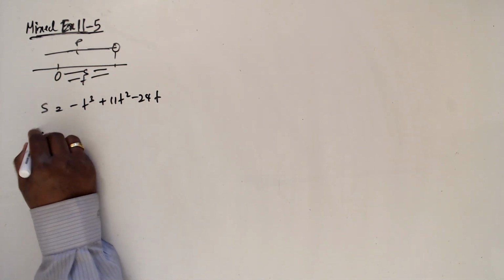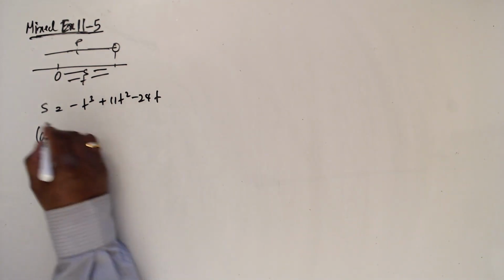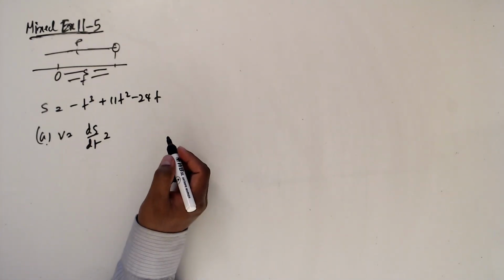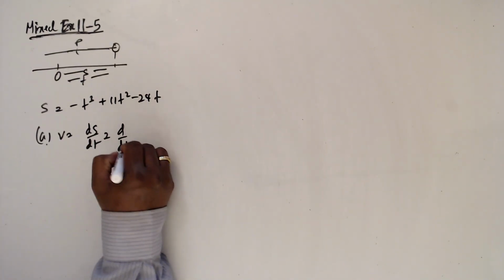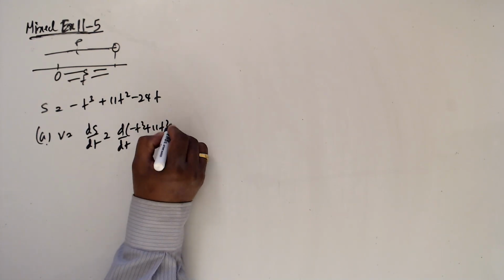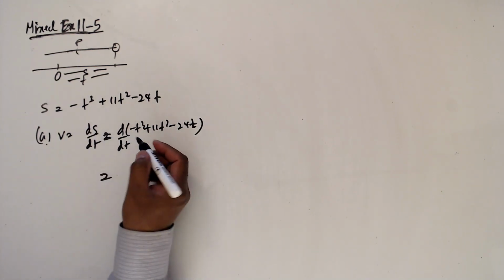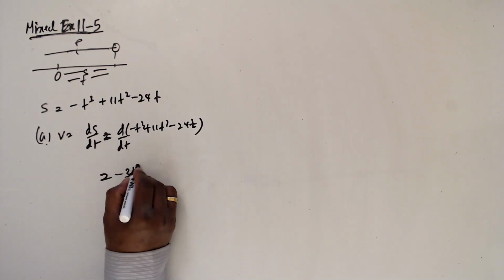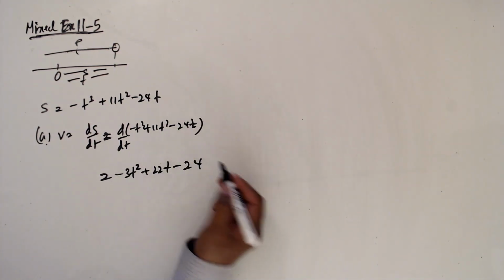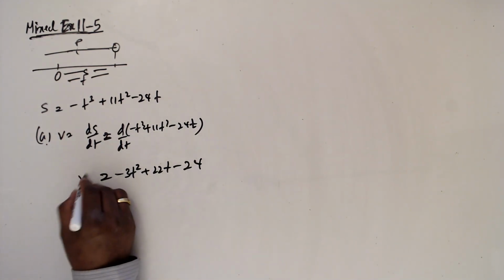So part A, we want to find the velocity. So v equals, we want to differentiate the displacement equation. So d over dt of minus t cube plus 11t square minus 24t. When you differentiate this, we get minus 3t square plus 22t minus 24. So this is the velocity equation.